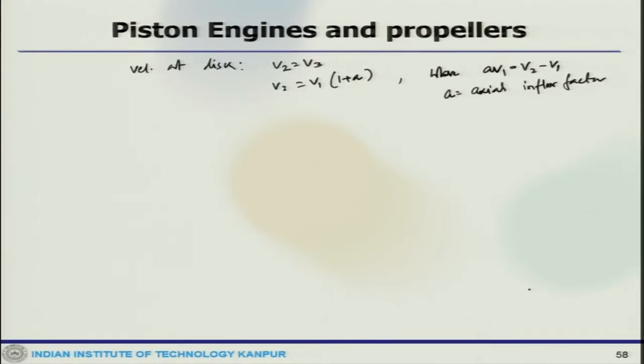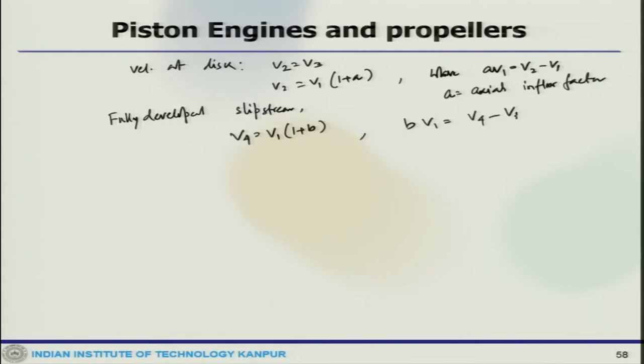Now if we have a fully developed slipstream, the velocity V4 is V1 times (1 plus b), where bV1 equals V4 minus V1, that is the increase in velocity there, and b is called the slipstream factor. So what we get is that a is (V2 minus V1) by V1, and b is (V4 minus V1) by V1.